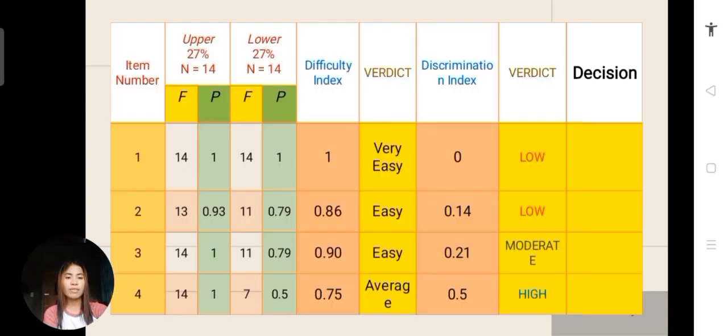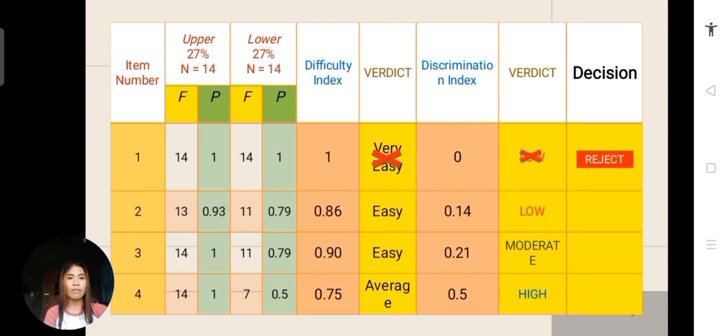Now we have the table based on our examples of the 50 scores that we solved in the previous slides. Now we have the values of the difficulty index and the discrimination index with the verdict. What we need to do here is to decide whether to keep, revise, or reject each item. In item 1, we have a difficulty index of 1 and a verdict of very easy. In the discrimination index, we have a 0 which is low. Therefore, our decision would be to reject item 1.